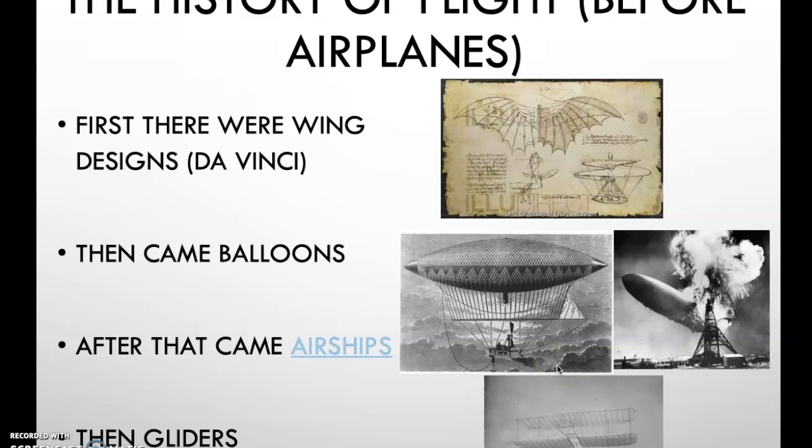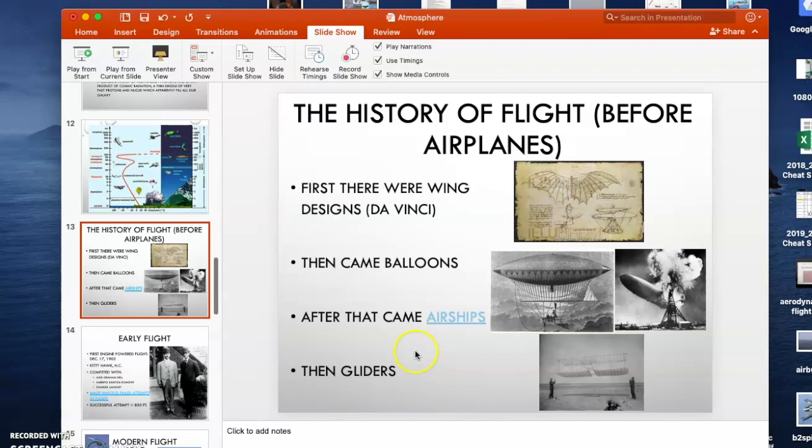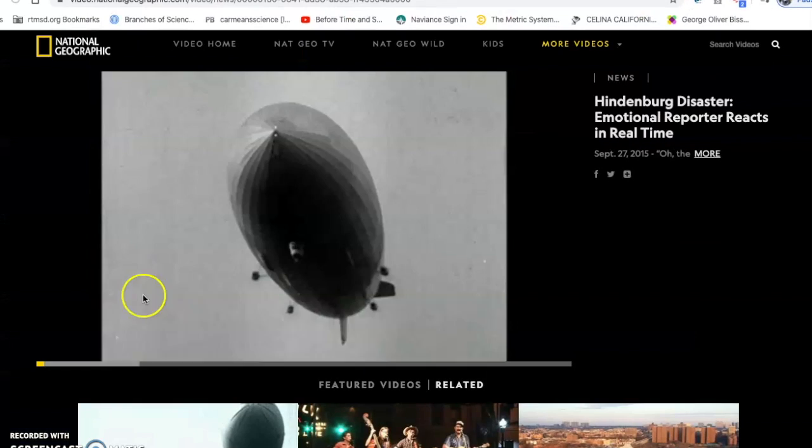Then you had balloons, and after that came airships. Here are two pictures of airships. They were pretty popular in the late 1800s, early 1900s, and airships are commonly called blimps. When airships were first being used, we were using hydrogen. If you can remember back to the beginning of the school year when we did the demonstration of the different gases in the balloons, you can think about what happened to hydrogen. And if you can't remember that, here's something to jog your memory.